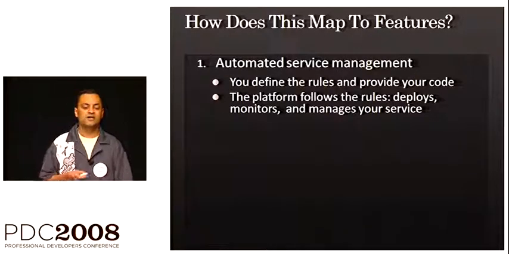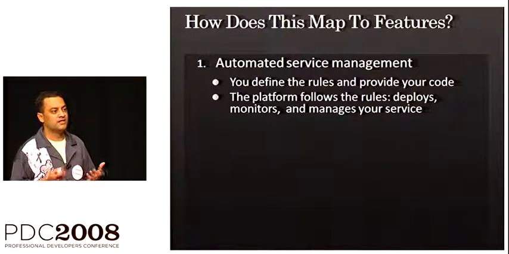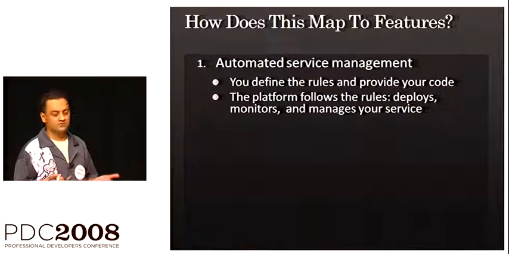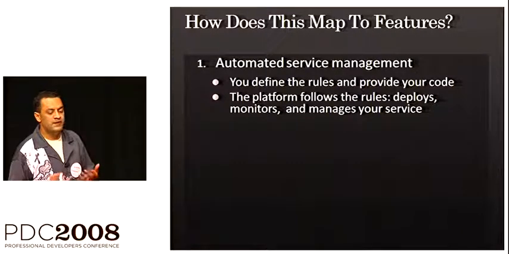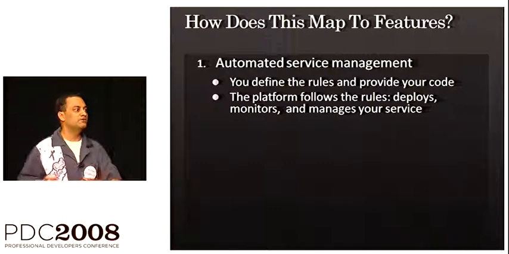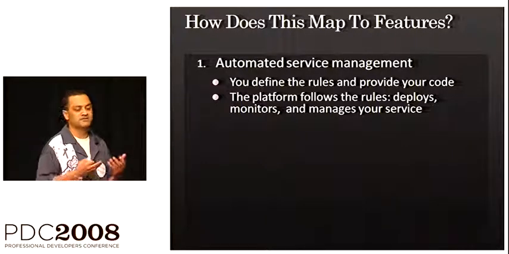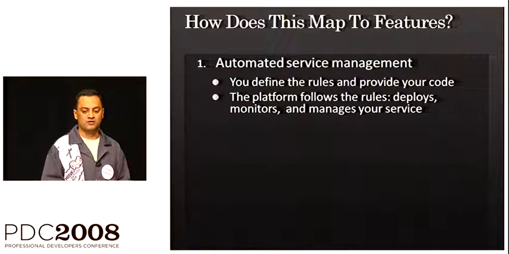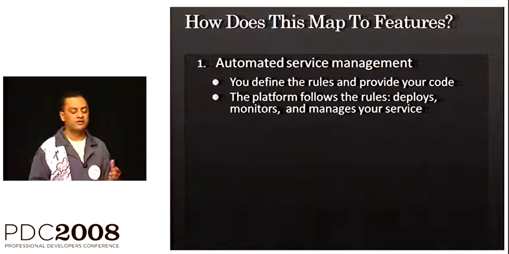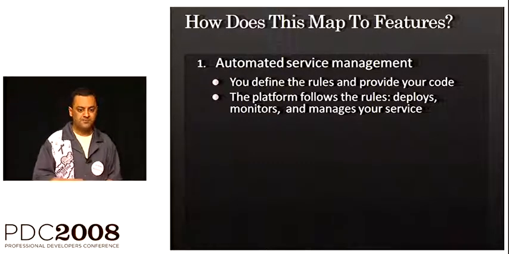The first is automated service management. The way the system works is you write your code, you define the rules, and then you hit go. Based on the rules, Windows Azure will take your code, deploy it on all the right machines, start up all the machines, set up all the routers, load balancers, etc., and get your service going. And not just will it get it going, but it'll also manage your service for you, and I'll come back to that in a minute.